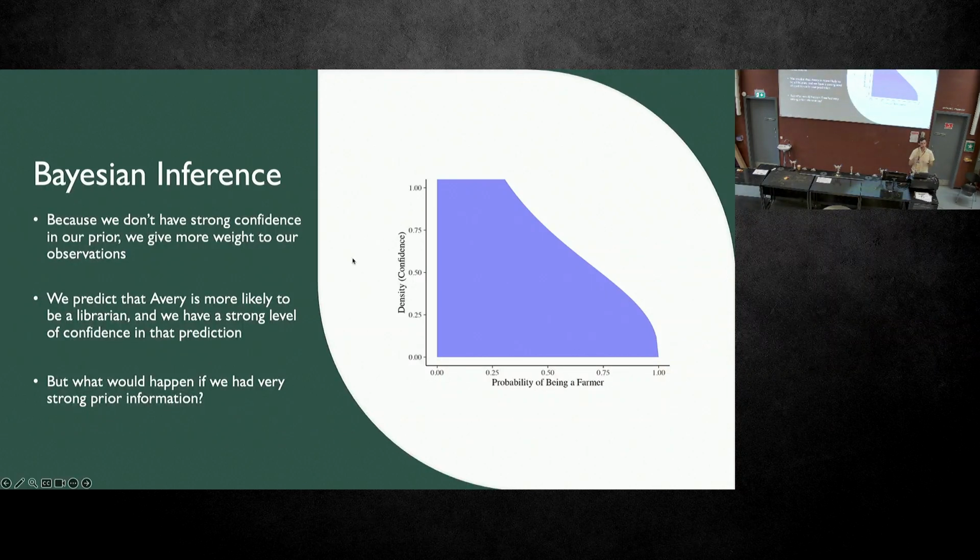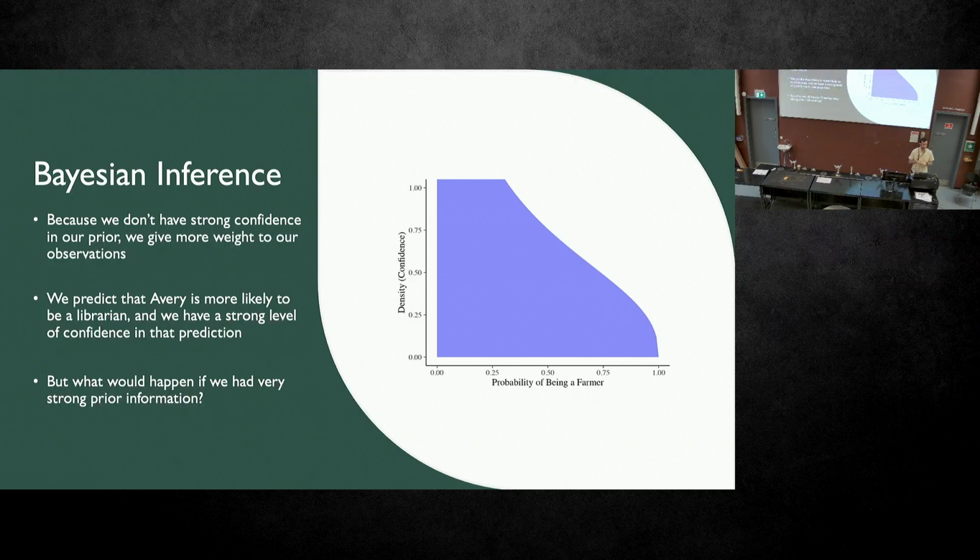And because we have a lot more confidence in these observations, we're going to give more weight, more certainty to those conclusions and those predictions. We're going to have a lot more confidence that Avery is likely to be a librarian than a farmer.